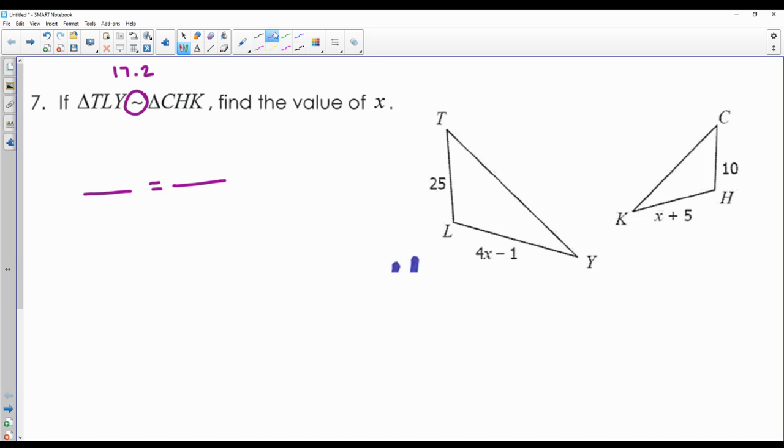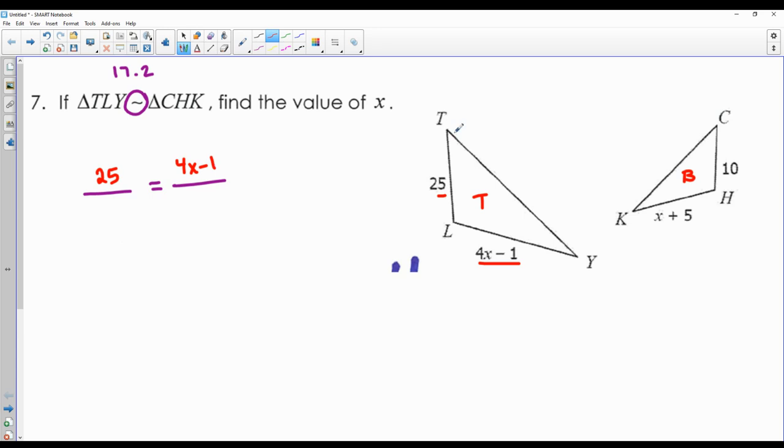So what I do, the easiest way I find, is just to call one of our triangles the top and one the bottom. And it doesn't matter which one's on the top and which one's on the bottom, as long as you're consistent. So I just called this one the top, and I'm going to write these values, this 25 and the 4x minus 1, as values on the top of the fraction right there.